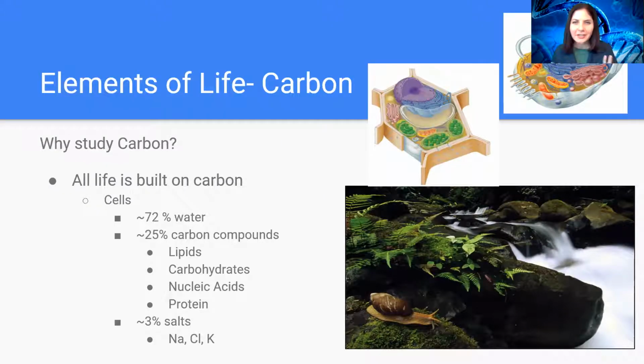So why do we study carbon? Well, we kind of want to know why we're living and what makes us tick. And carbon is basically the study of organic molecules or carbon-based life forms. So all life is built on carbon. Cells in our body are composed of around 72 to 75% water. 25% of our cells are actually composed of carbon-based organic molecules, whether it be lipids, carbohydrates, nucleic acids, or proteins. Those are all composed of carbon with other elements involved. We also have a few salts sprinkled in there.